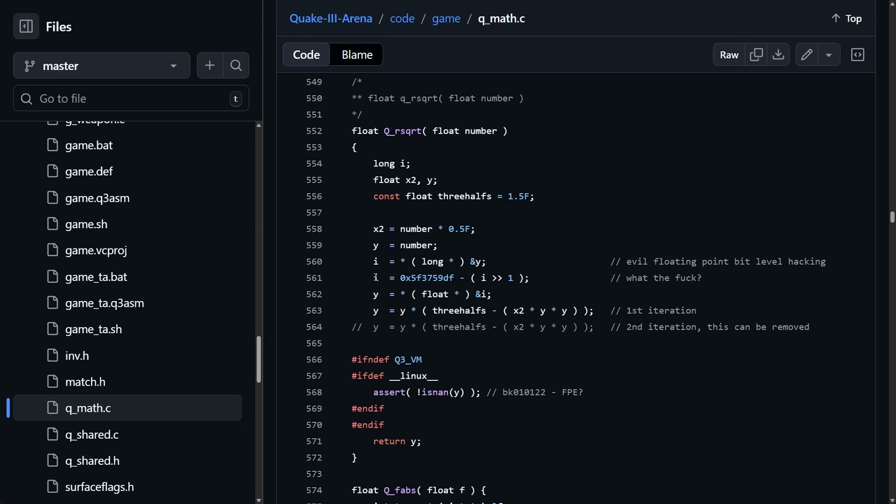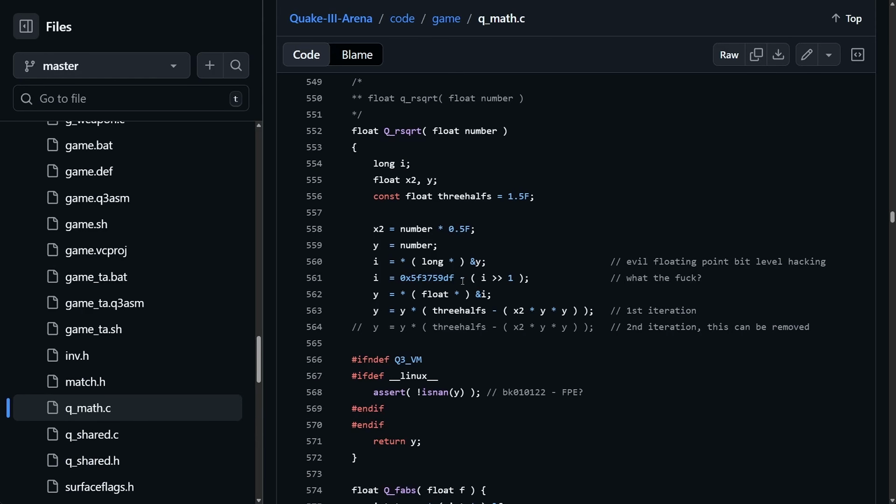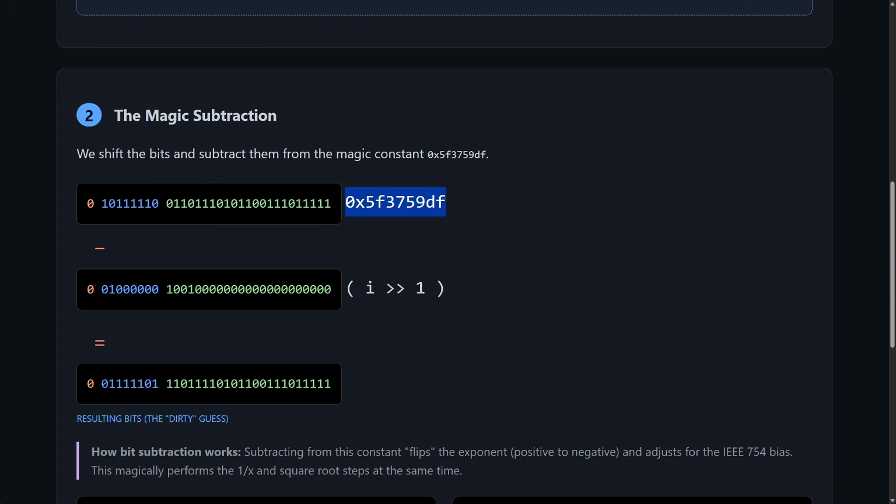This is where the magic happens. So we have this one constant, and then we subtract our integer number that we converted from our floating point number, bit shifted by 1 to the right. So this is the binary representation of our magic number. This is exactly this number here. Then we have a subtraction, which is here. And then here is our bit shift. So what does that mean?